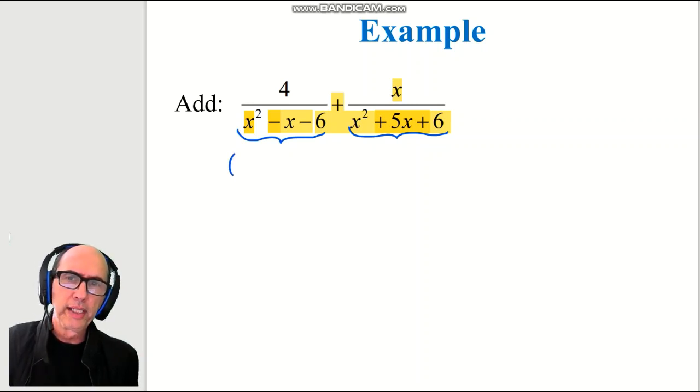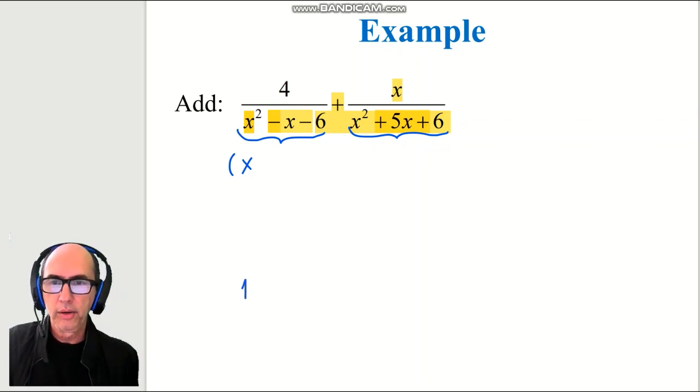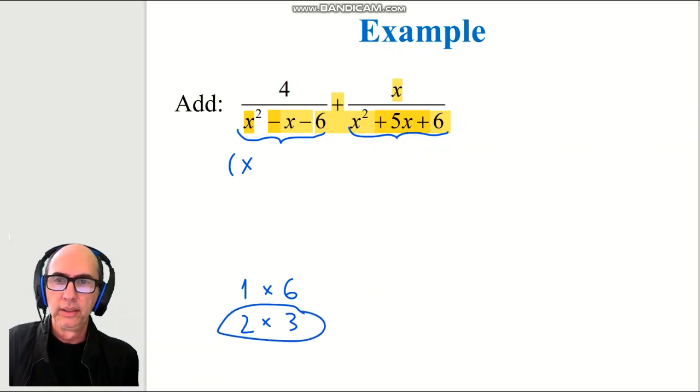Two numbers that multiplied equal -6 and if you add equal -1. If you're not sure, you write down all the numbers that multiplied equal 6: 1 times 6, 2 times 3. And of course, we can combine 2 and 3. So (x minus 3)(x plus 2): -3 plus 2 is -1, and -3 times 2 is -6. Great.